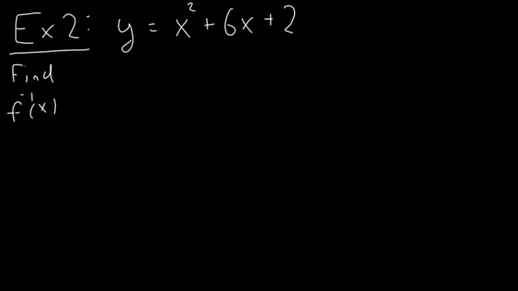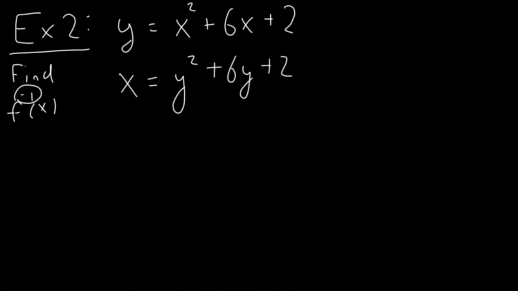Okay, well, let's take a look at example 2. Now, you'll notice in example 2, it's practically the exact same problem as the last. And whenever finding inverses, what's our first big step? Well, of course, we want to take our x's and y's and switch them. So this now becomes x equals y squared plus 6y plus 2.